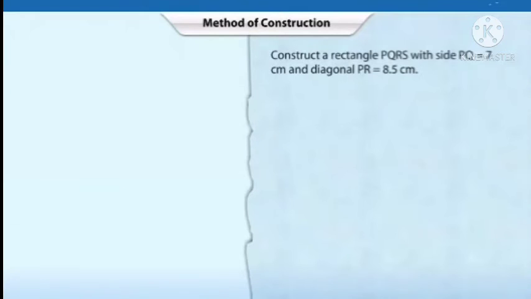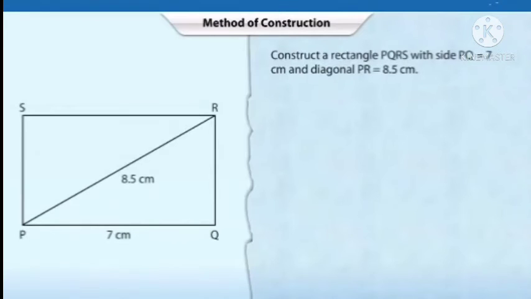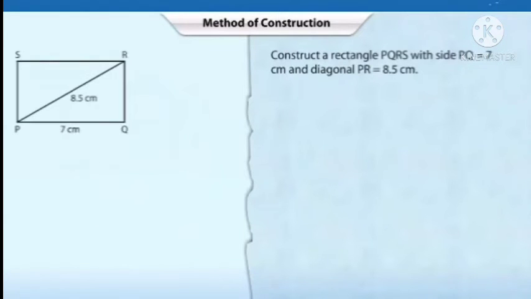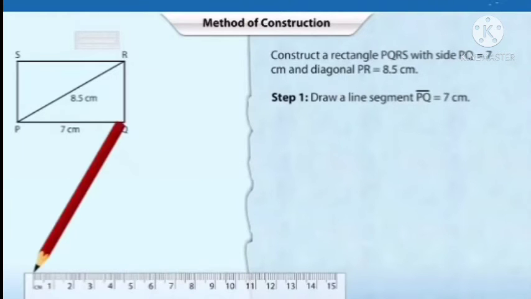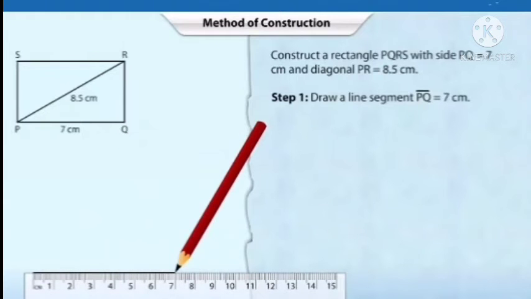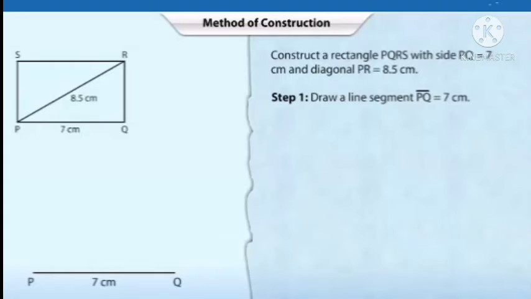Let us see construction of a rectangle when one side and one diagonal are given. Here we construct a rectangle PQRS with side PQ 7 cm and diagonal PR 8 cm. So first we will draw a rough diagram with all the points. Step 1. Draw a line segment PQ of 7 cm. Now draw a ray QX such that angle PQX is equal to 90 degrees.